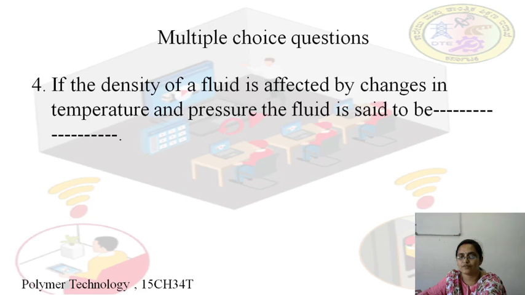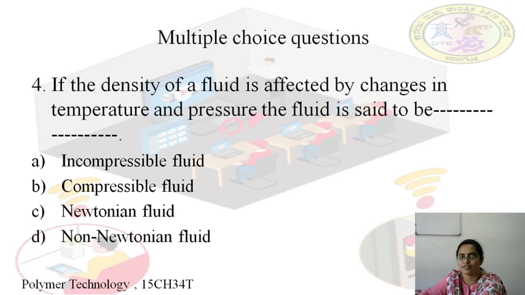If the density of a fluid is affected by changes in temperature and pressure, the fluid is said to be dash. Options: incompressible fluid, compressible fluid, Newtonian fluid, non-Newtonian fluid. The answer is compressible fluid.